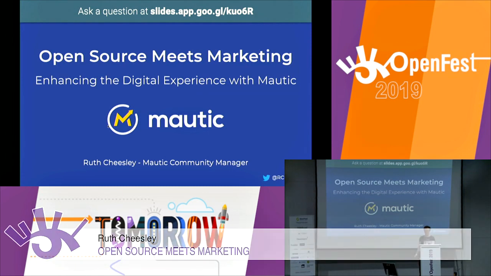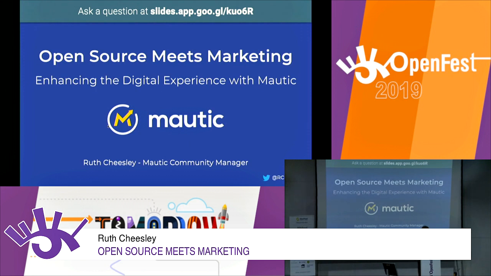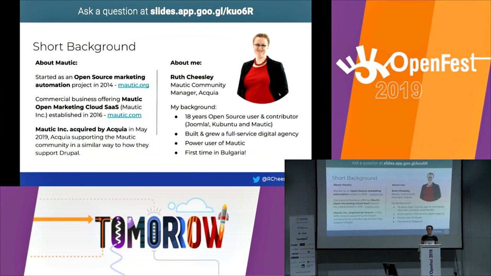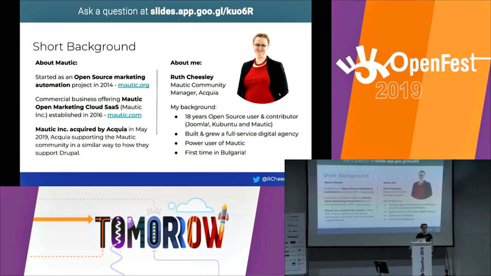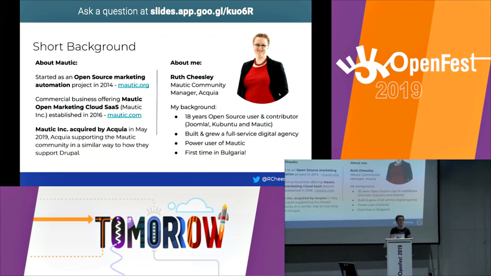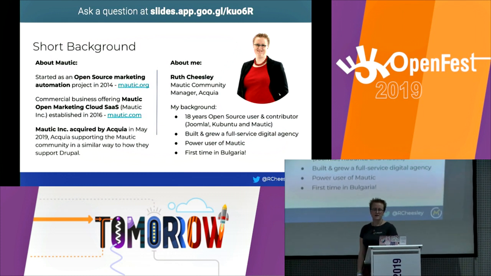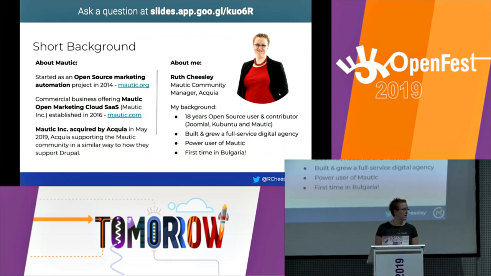So to start with, just a short background about Mautic and about me. Mautic started life in 2014 as an open source marketing automation platform, which you'll find information about on mautic.org. And in 2016, an enterprise version of that was launched by the person who founded Mautic, which is on mautic.com. So if you see the two web properties, that's the difference. And in May this year, the hosted enterprise version was acquired by a company called Acquia, who are very big in the Drupal community. So things are really taking off in the community.